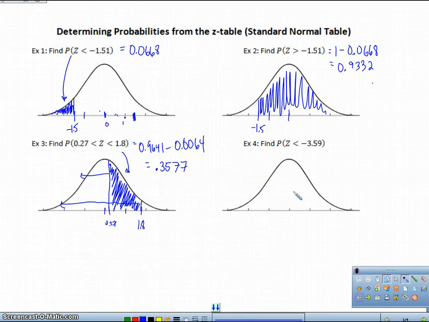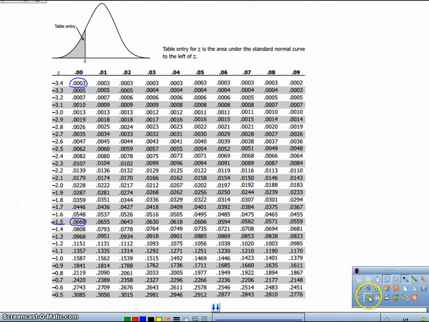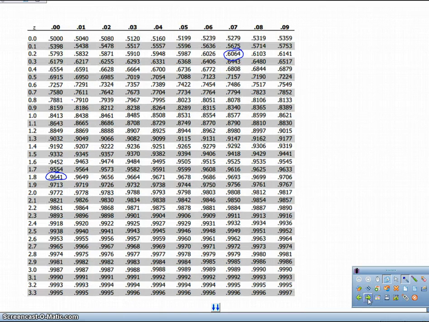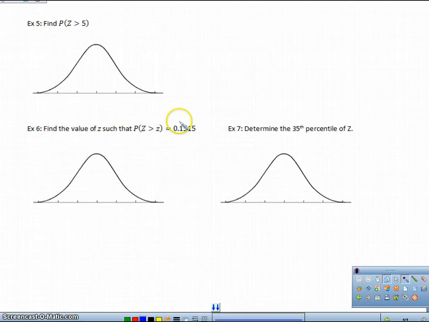So when I answer this for now, if I'm just using the table, that's this shaded area way over here, I'm just going to say that's going to be less than 0.0003, because really I can't do anything else from the table. I'll show you later how to use your calculator, your TI Inspire, to actually find this probability. All right, let's take a look at some more examples real quick, and then I will be off.